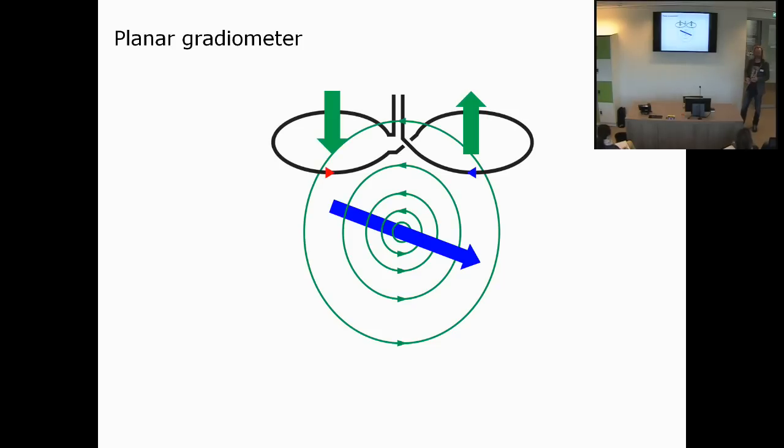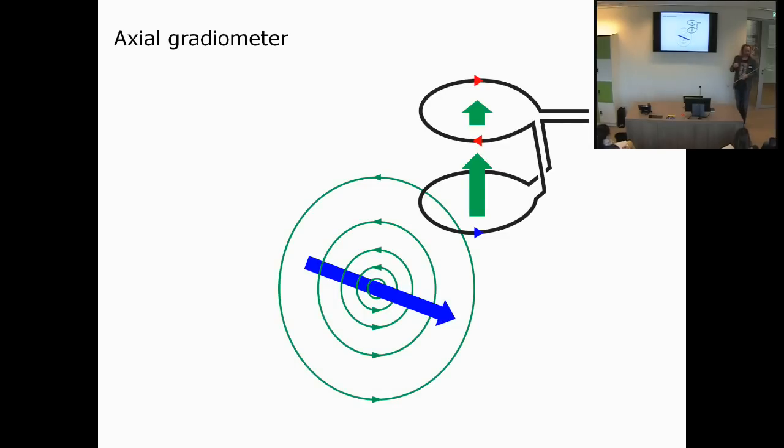If we consider the sensitivity profile of the planar gradiometer, if we shift it to sit directly on top of the source that we're interested in, what you see is that we will have a downward going field here and an upward going field here.